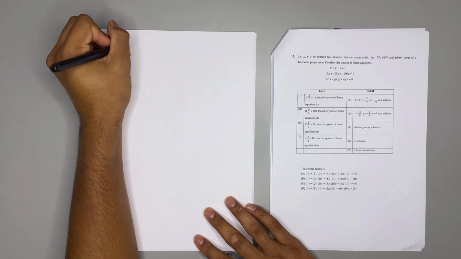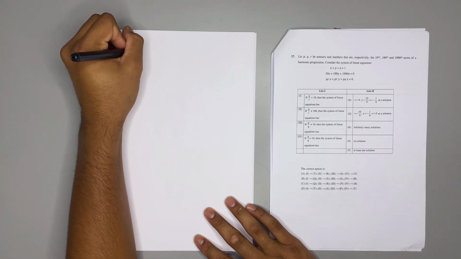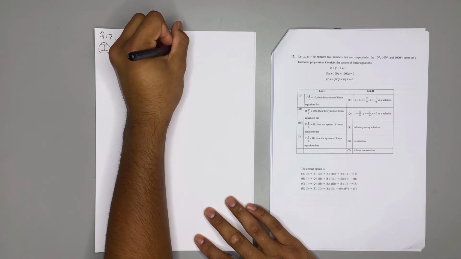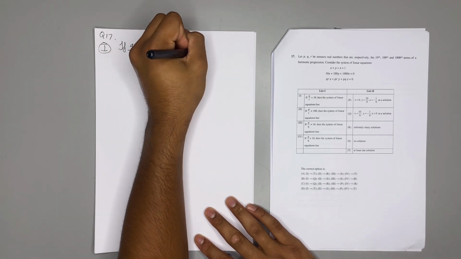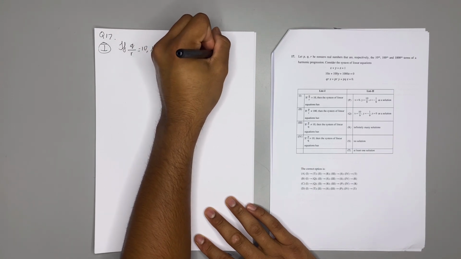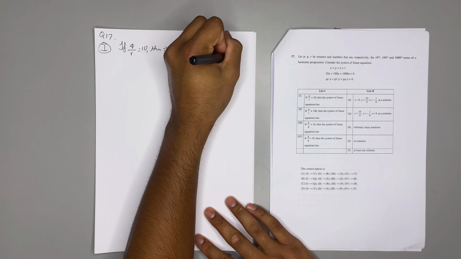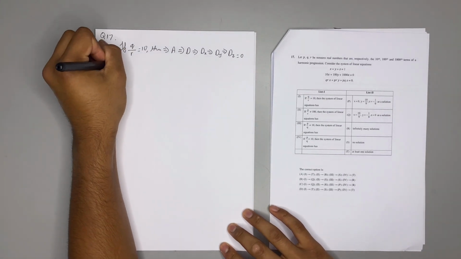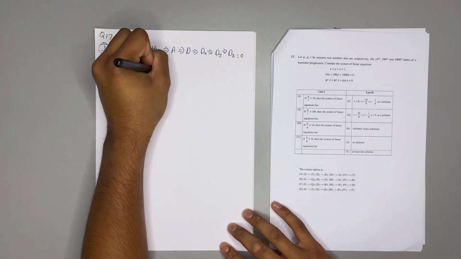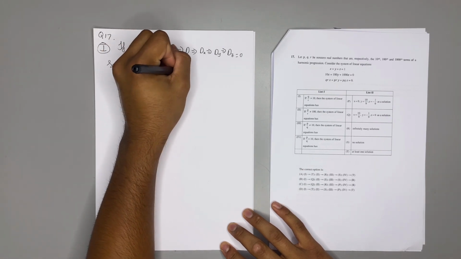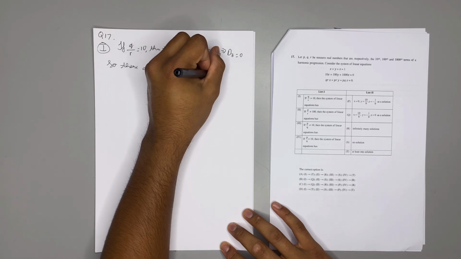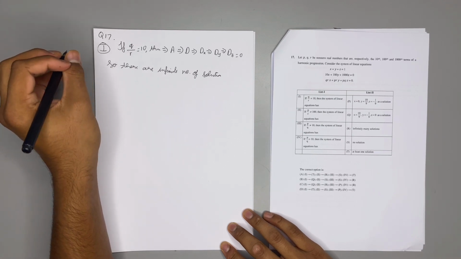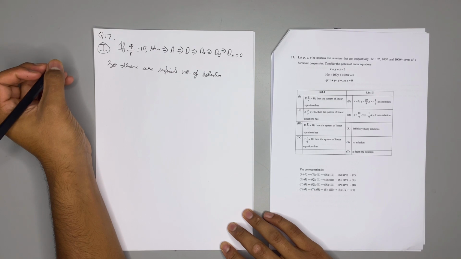If Q upon R equals to 10, then we know the determinant goes to 0, which means dx, dy, dz all equal 0. So there are infinite number of solutions. Correct? Infinite number of solutions.